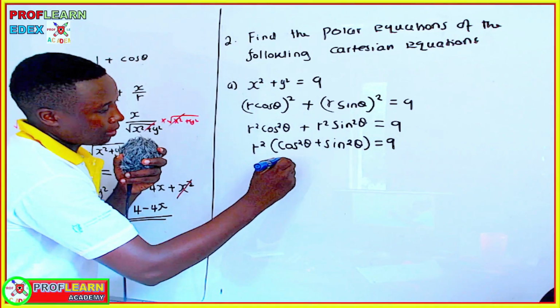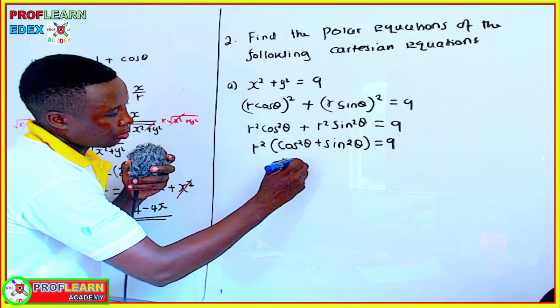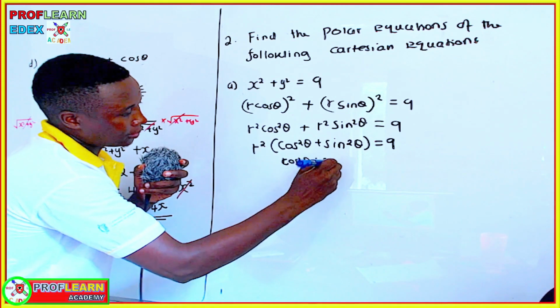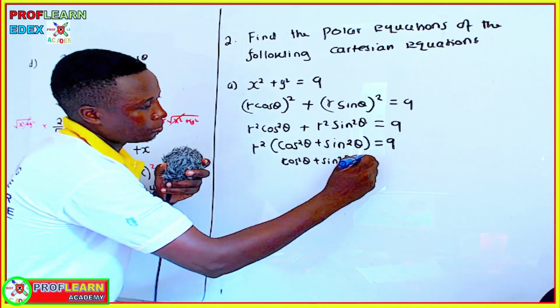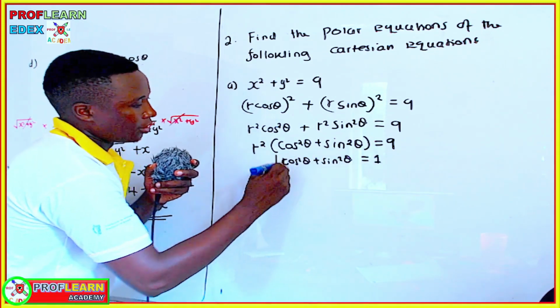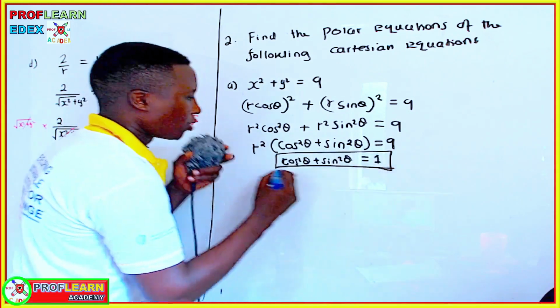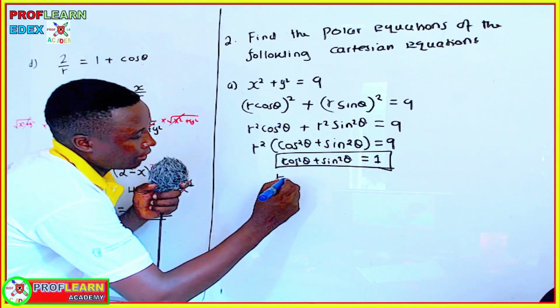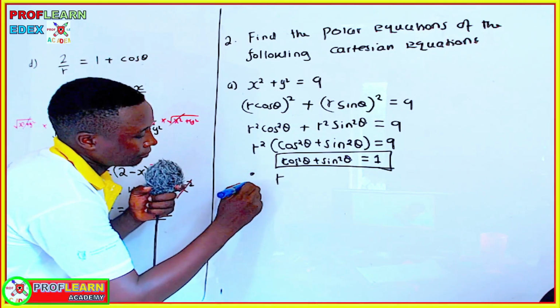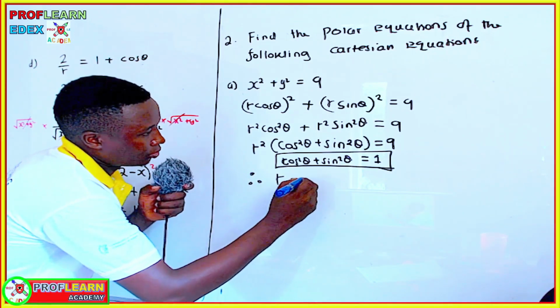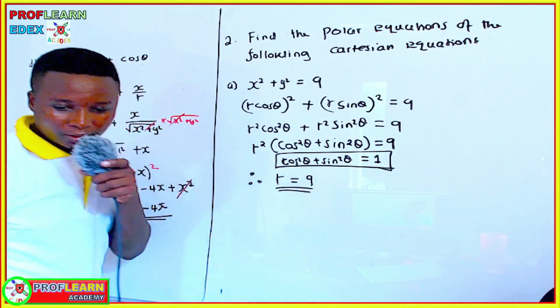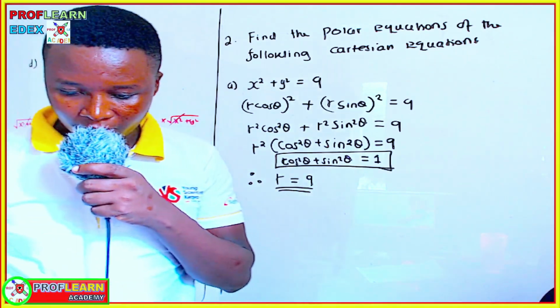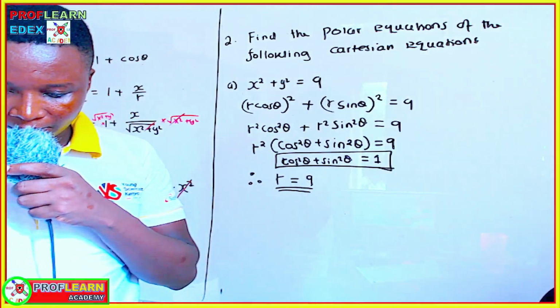But you need to remember that cos squared theta plus sine squared theta from trigonometry is equal to 1. So this part is going to enable us to say that therefore our r squared is equal to 9. So this is the polar form of this particular equation.